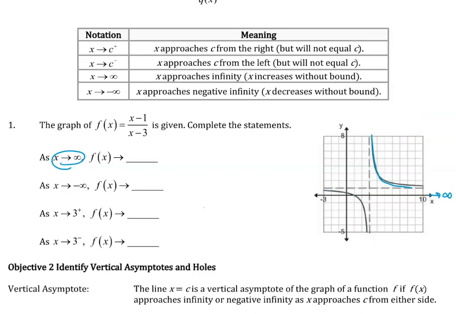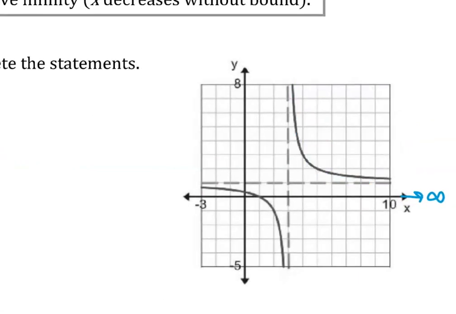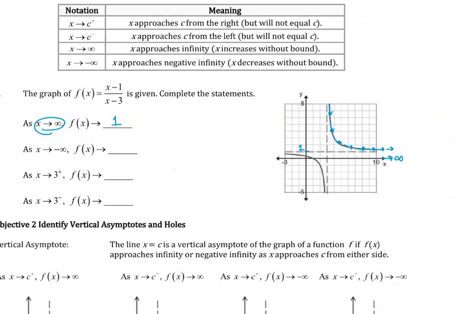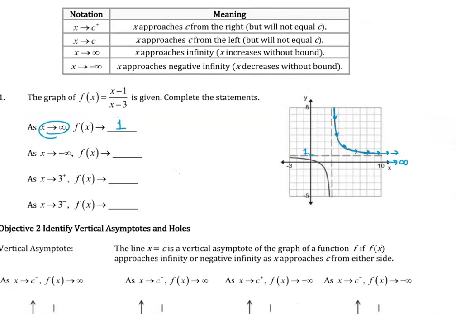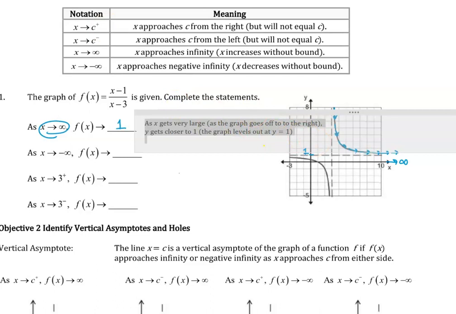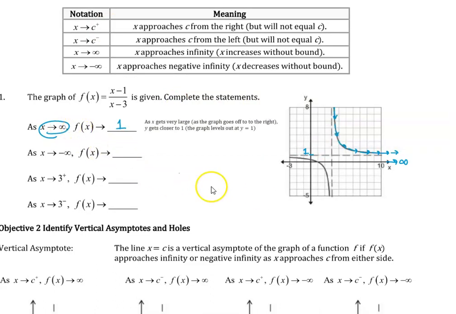On that piece on the right, as we move towards the right, I'm interested in what the function is doing. What is the y value approaching? It looks like the graph is leveling out at this y value of 1. So as x approaches positive infinity, the function f of x approaches 1. In other words, as x gets very large, as the graph goes off to the right, y gets closer to 1. So the graph levels out at y equals 1. That is what that first statement is saying.